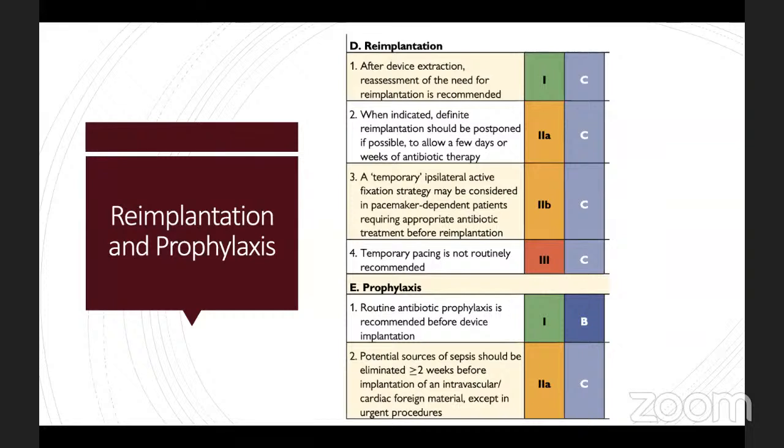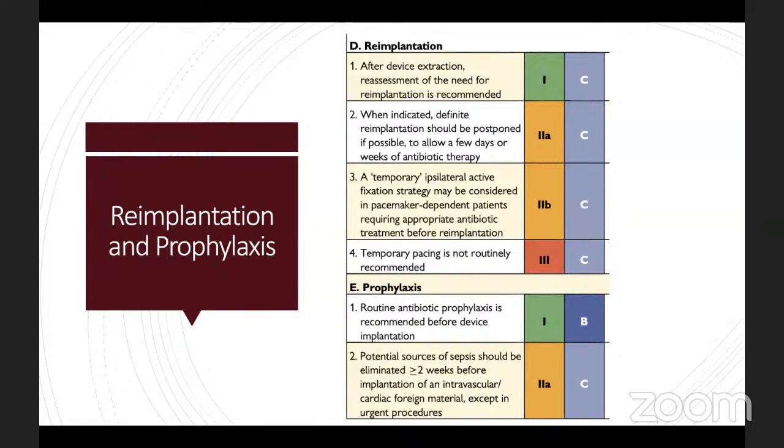Reimplantation and prophylaxis. After device extraction, reassessment of the need for reimplantation is recommended. If an indication is defined, reimplantation should be postponed if possible to allow a few days to weeks of antibiotic therapy. A temporary isolated active fixation strategy may be considered in pacemaker-dependent patients requiring appropriate antibiotic treatment before reimplantation, and temporary pacing is not routinely recommended.